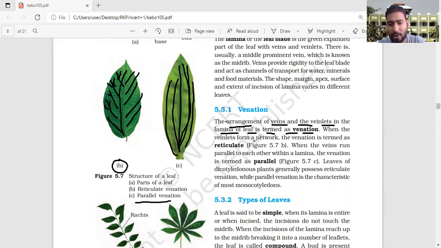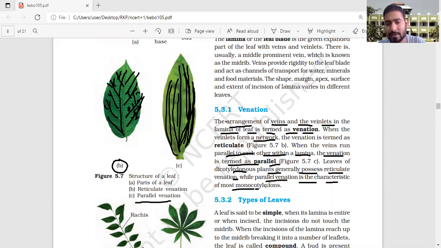When the veinlets form a network, a network-like structure, this is called reticulate. When the veins run parallel to each other within the lamina, the venation is termed parallel venation. The leaves of dicotyledonous plants generally possess reticulate venation, while parallel venation is a characteristic of monocots. So C is parallel venation, and here R stands for reticulate venation.